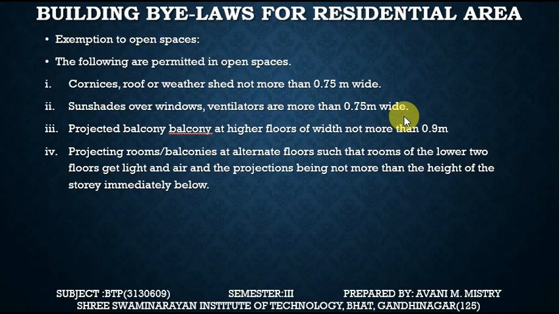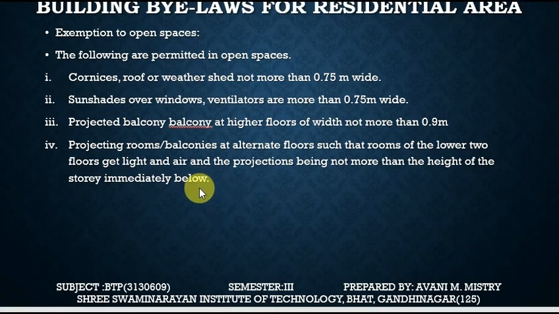rooms of lower two floors get light and air and the projections being not more than the height of the story immediately below. Projecting rooms balcony at the alternate floors such that rooms of the lower two floors get light and air and the projections being not more than the height of the story immediately below. Okay, thank you.